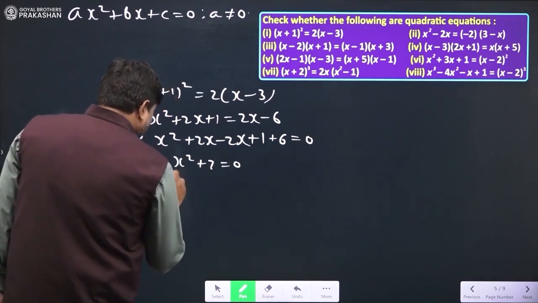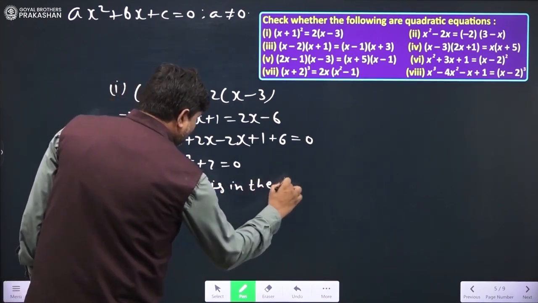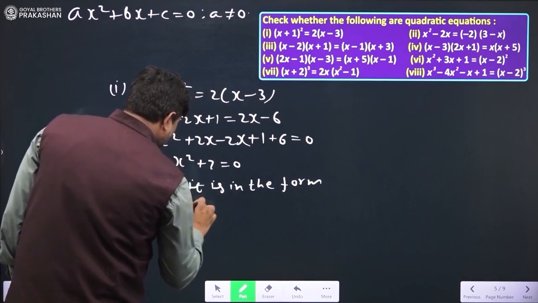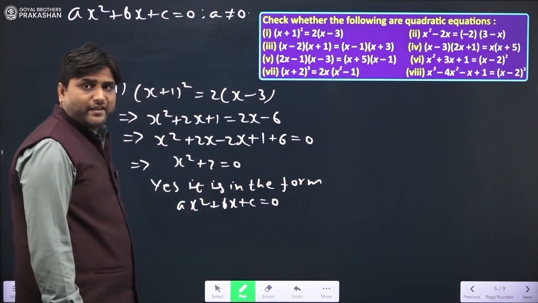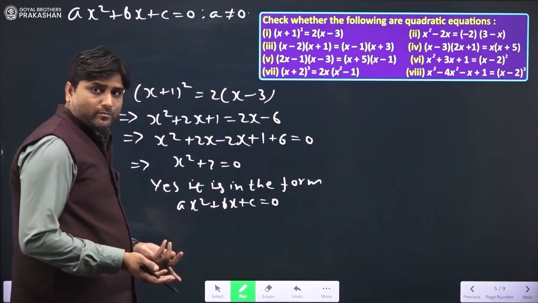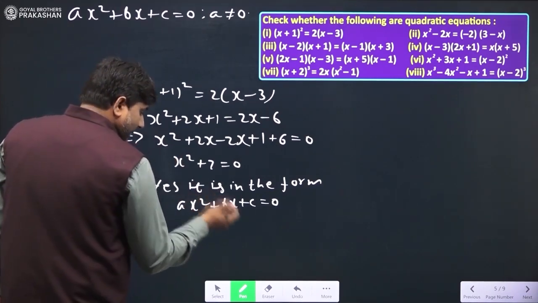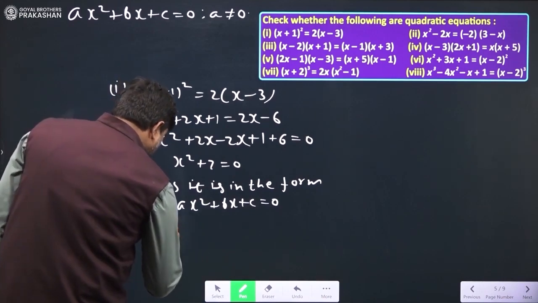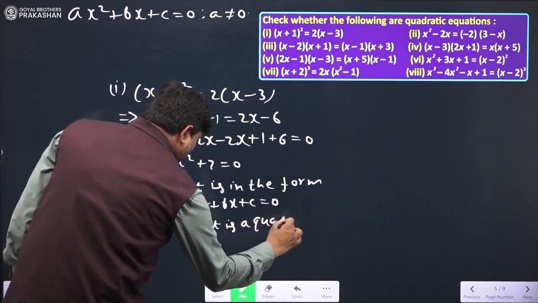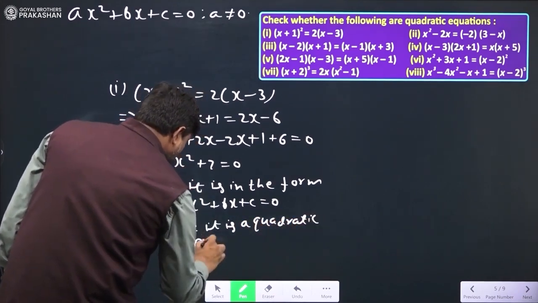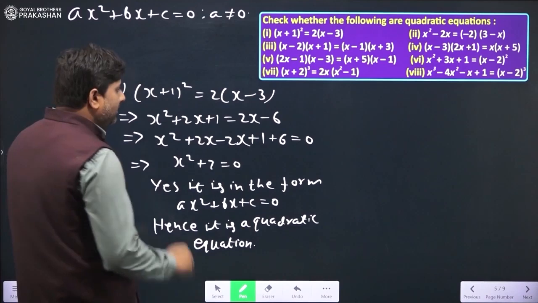So we can say yes, it is in the form ax square plus bx plus c equal to 0. Though in this coefficient of x is 0, there is no term of x, but there is no problem. Coefficient of x square must be there. A cannot be equal to 0. So we can say this is in the form of ax square plus bx plus 0. Hence it is a quadratic equation. So in first part of question, it is a quadratic equation.